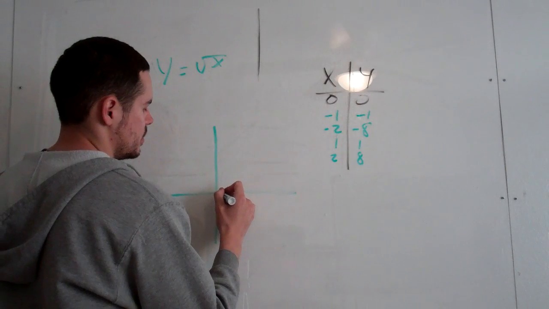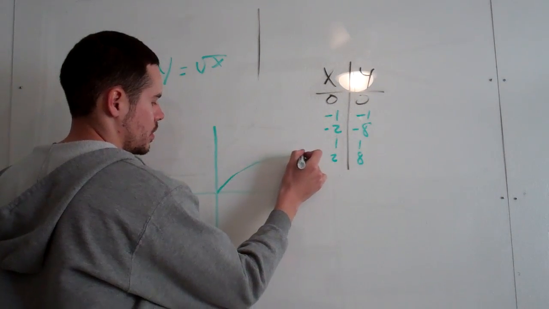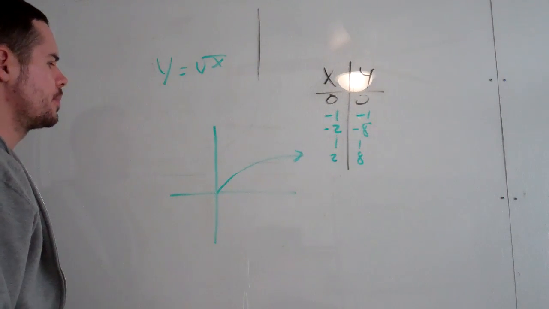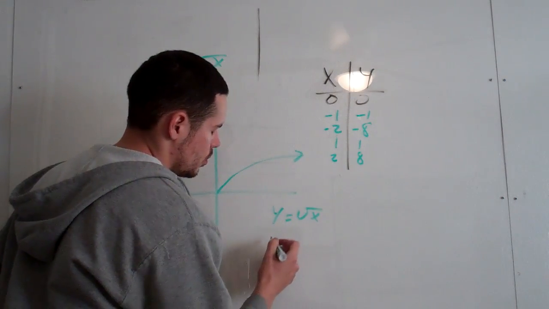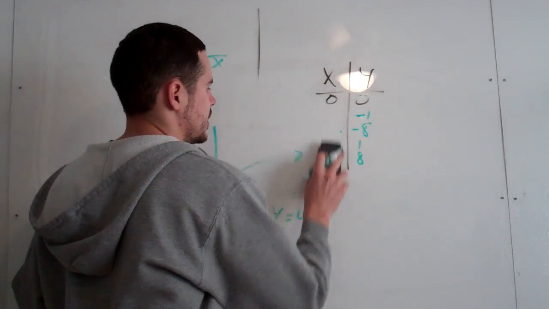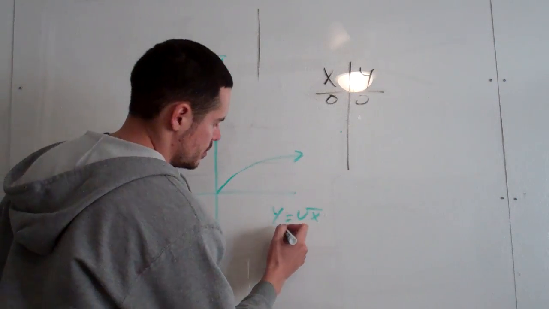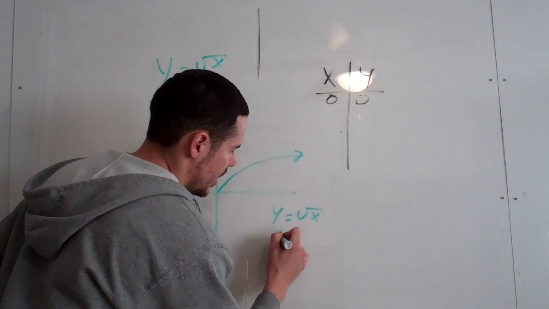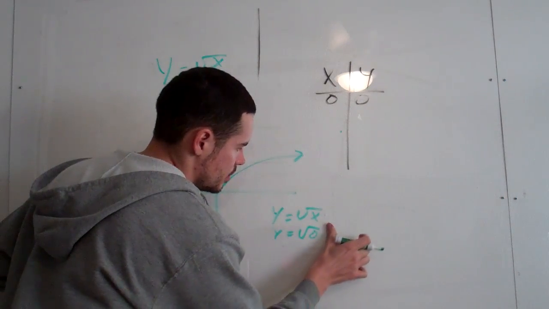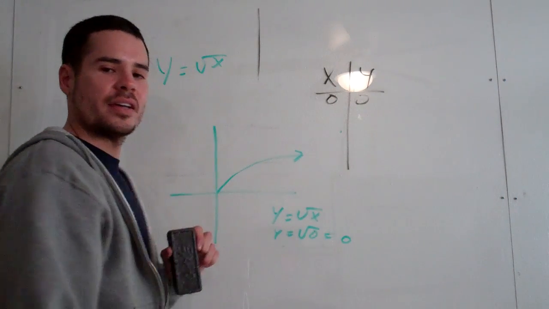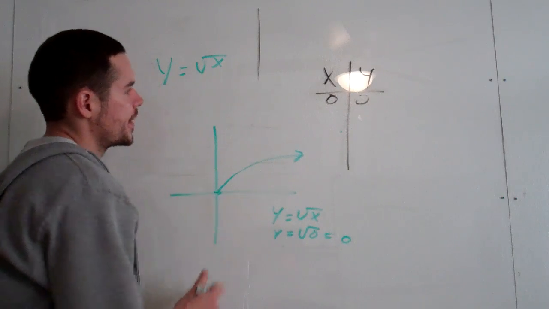That's going to look like this. Basically, the reason why is because if y is equal to the square root of x, well then if I plug in numbers here, at 0, y is equal to the square root of 0. Well, the square root of 0 is just equal to 0, right? And so that's this point right here.